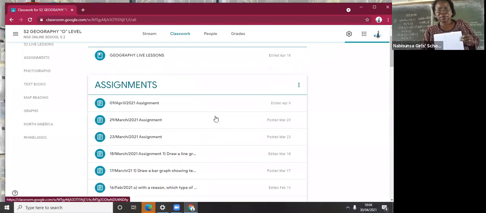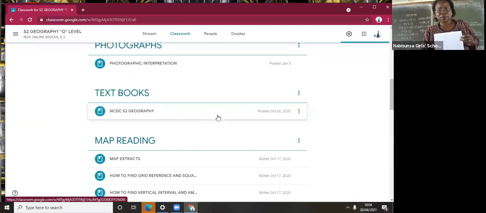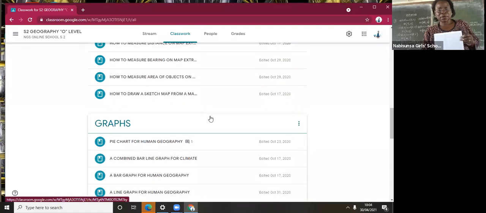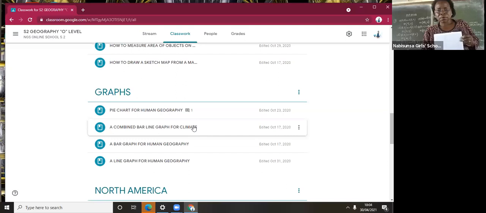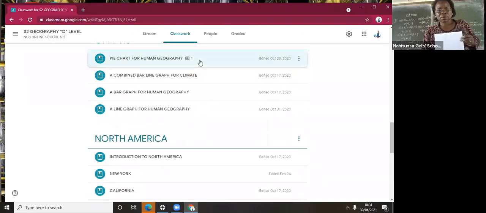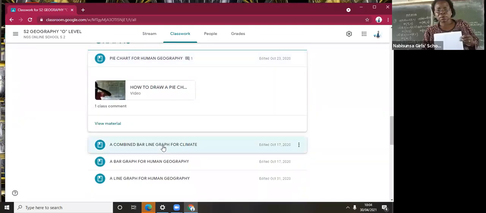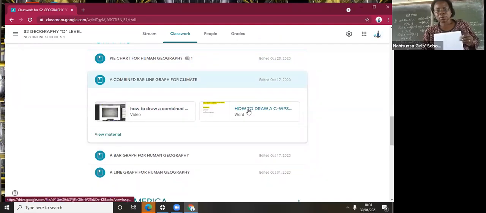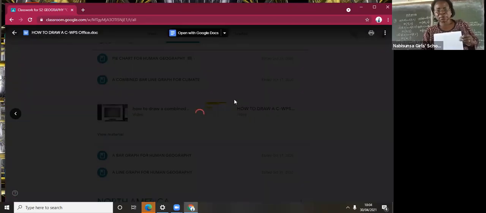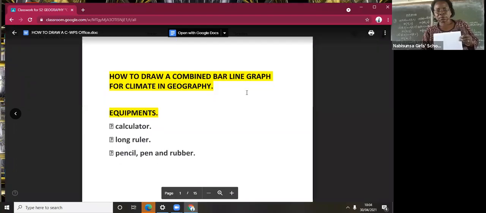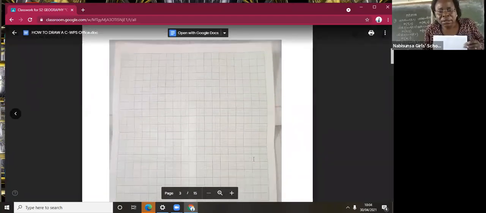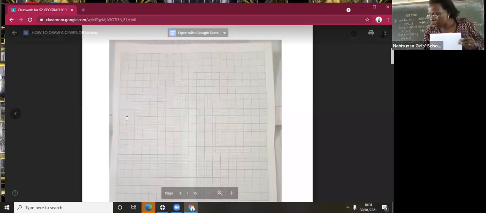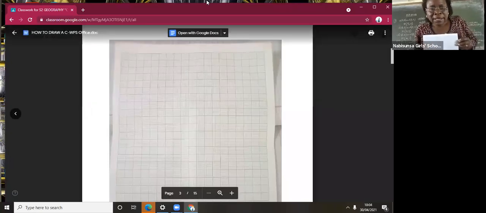Teacher, can you please help me on 1.6? First we get it up, so that you see what the teacher is meaning. Do you see the graph paper on your screen? Yes, teacher.